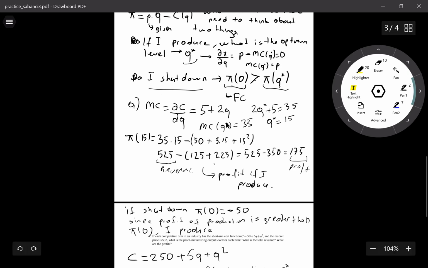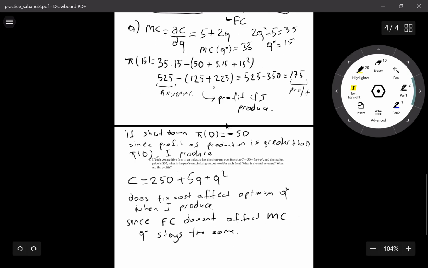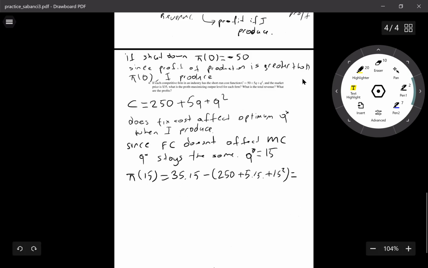Then my calculation for this Q star will be the same. Which means that Q star is 50. What changes here is 15 times my calculations of my profit. So instead of 50, I will just write 250. Everything will be the same except that my profit will decrease by 200. So it will be minus 25.